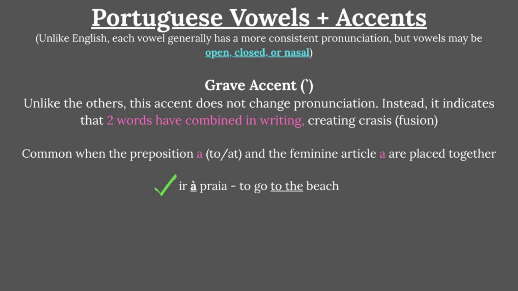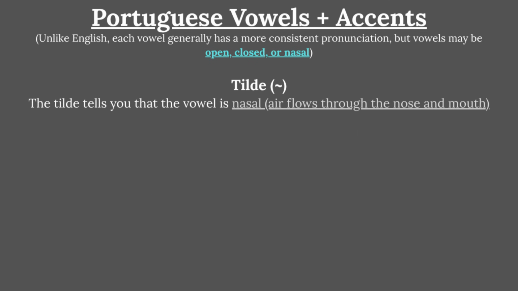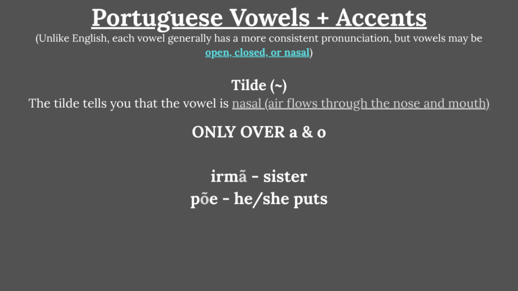The last accent to know is the tilde. The tilde can only be placed over the vowels a and o, and it indicates a nasal sound, meaning that air flows through the nose when pronouncing. Some examples are irmã, põe. The tilde tells you that the vowel is nasal, and it's a sound that English naturally doesn't have, so it's something to get used to.